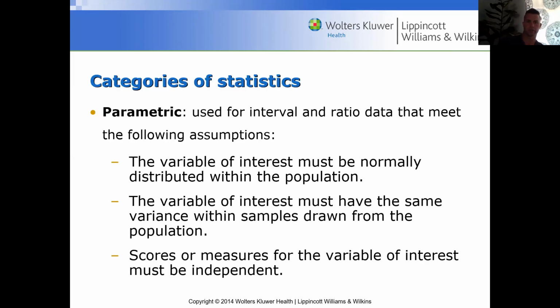Parametric is used for interval and ratio data that meet the following assumptions. The variable of interest must be normally distributed within the population. The variable of interest must have the same variance with samples drawn from the population, and scores and measures from the variable of interest must be independent. Okay? So you have to meet the criteria for parametric.